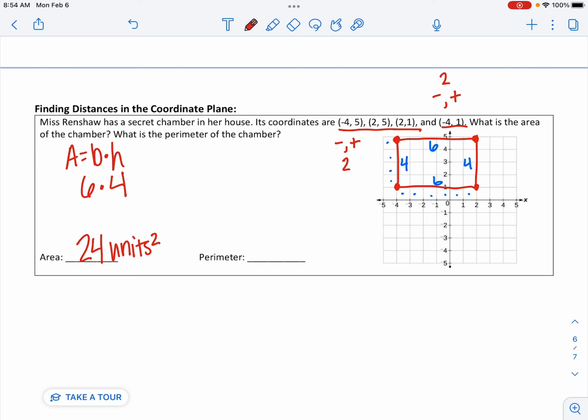Perimeter, all you do is add all of the sides. So this would be 6 plus 4 plus 6 plus 4. 6 plus 4 is 10. So we get 10 plus 10, which is 20. And our label is just 20 units.